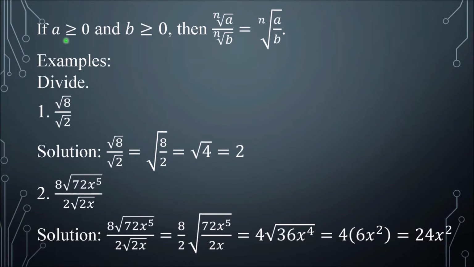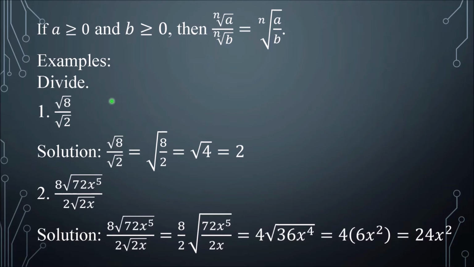If a is greater than or equal to 0 and b is greater than or equal to 0, then the nth root of a divided by the nth root of b is equal to the nth root of a over b. So in this case, we will divide the radicands, a divided by b. And that will be the new radicand, or the radicand of the quotient.